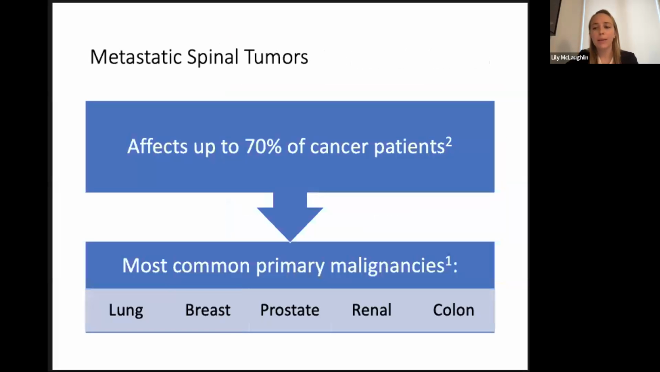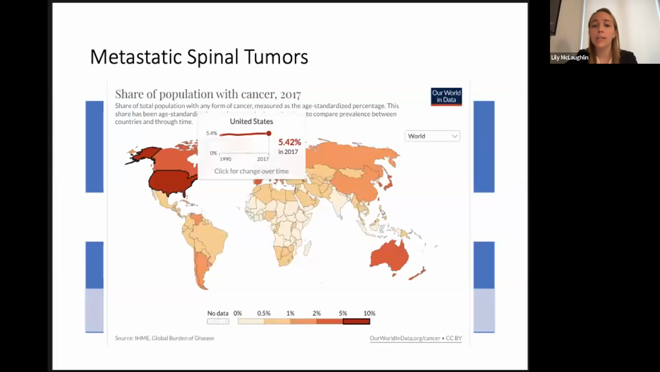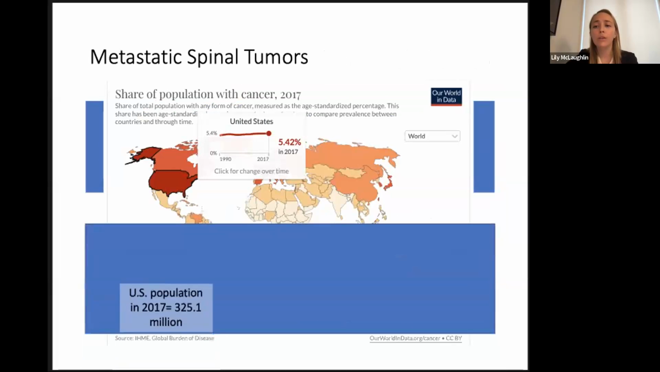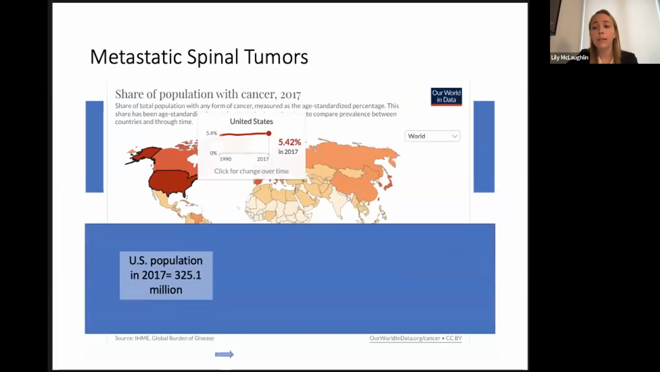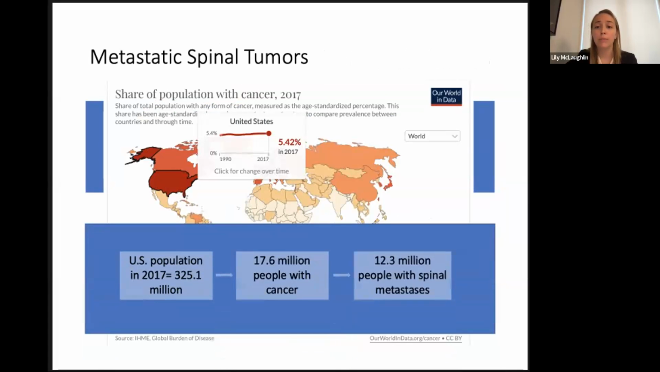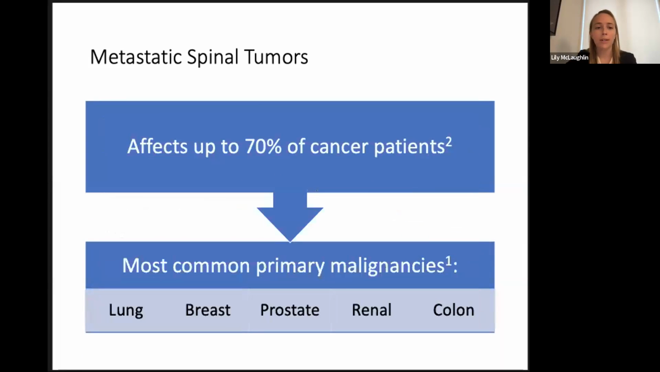So really, why should we care about this topic? It's estimated that up to 70% of cancer patients are affected by spinal metastases. From this map here, we can see with the most recent data, which is from 2017, that 5.4% of the US population had cancer. At that time, the US population was approximately 325 million people, meaning that over 17 million people had cancer and over 12 million people could be affected by spine mets. So this is a huge patient population that you're likely to encounter, especially for you guys up at the U.